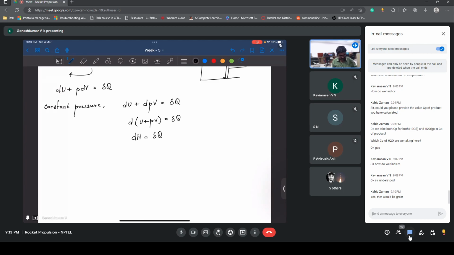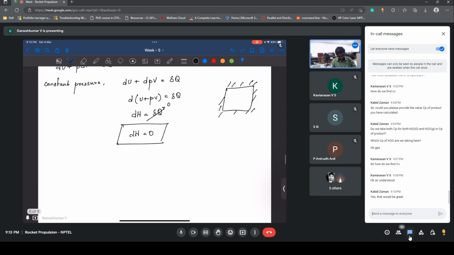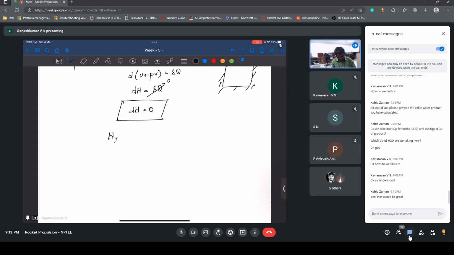Now, what we did was, we told that it is an adiabatic system, right? So there is no heat added, which means dH is equal to 0. So change in enthalpy of this system, whatever system we are dealing with, is 0, right? Which means H at first state is equal to H at second state. So H at first state is actually H of reactants, and H at second state is actually H of products.